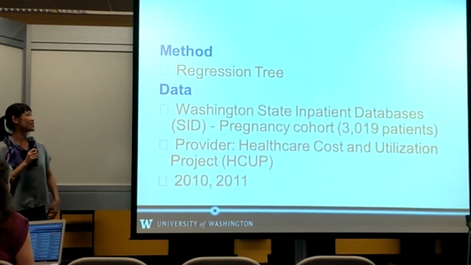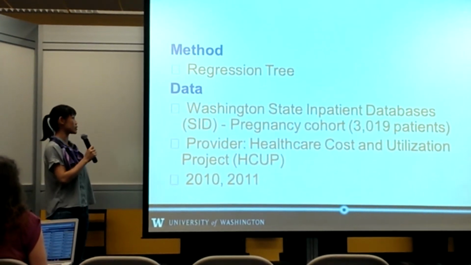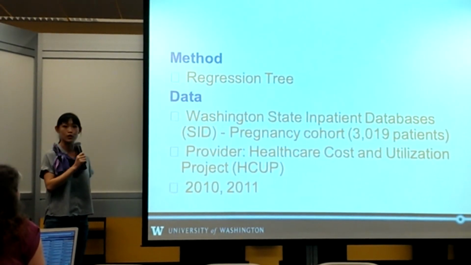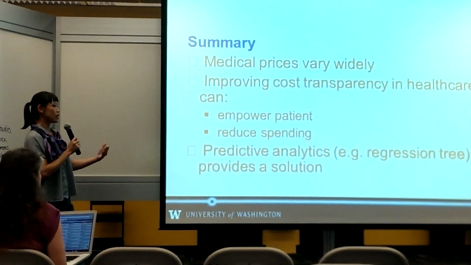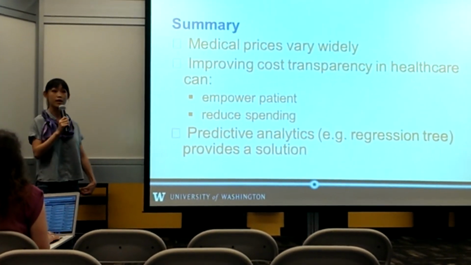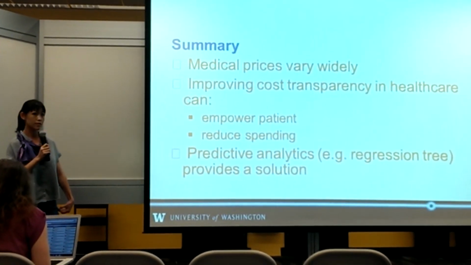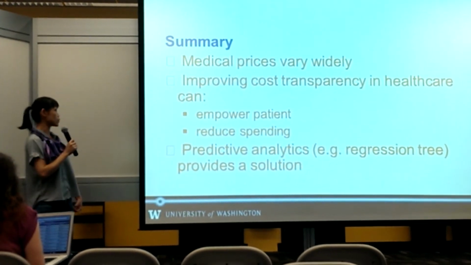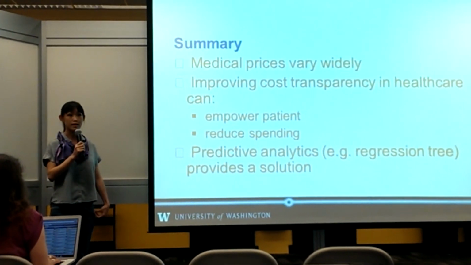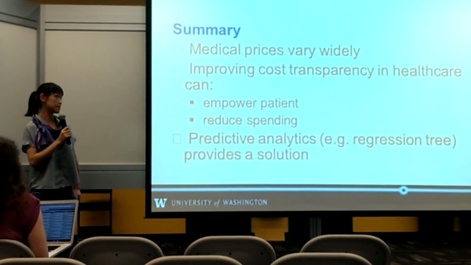So our model is a linear regression tree, and our data is the Washington State inpatient databases provided by the HCUP project. It's 2 years of data, 2010 and 2011. What I would like to get across to this audience is that medical prices or healthcare costs really vary a lot. And improving cost transparency will achieve two goals here. First, we empower patients, and we reduce cost spending. And as I just demonstrated, predictive analytics can play a role and help provide some solutions to improve cost transparency.